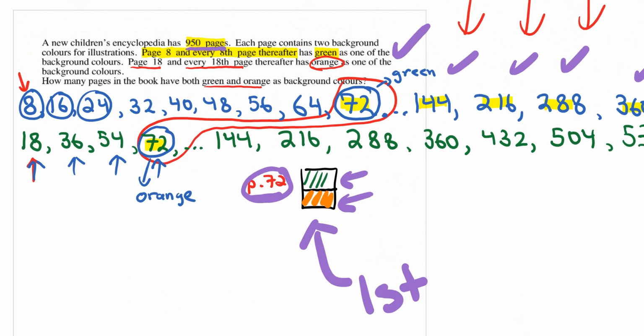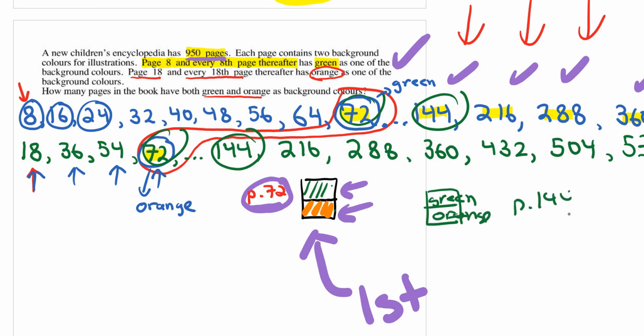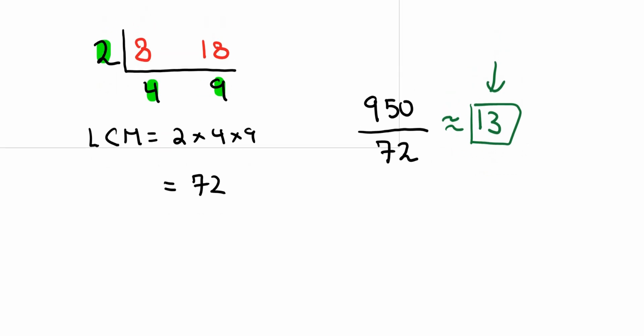But if you wanted to physically count out all 13 pages, you would have to create a list like I did at the start of this problem and count them all up. Page 72 is the very first page that has both green and orange, and then page 144 is the next page that has both. You keep on manually counting up every least common multiple. However, this is a very nice way to finish off this problem. You just need to recognize that this is a least common multiple problem.